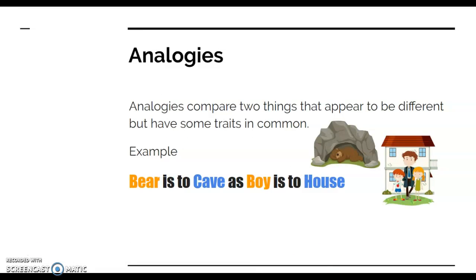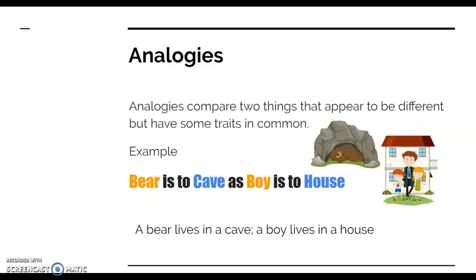Analogies compare two things that appear to be different but have some traits in common. So when you're looking for analogies, it's almost like you're solving a puzzle. You are trying to determine what the relationship is between the words you're given. So if we say bear is to cave as boy is to house, that might sound a little confusing. So let's say it a different way.